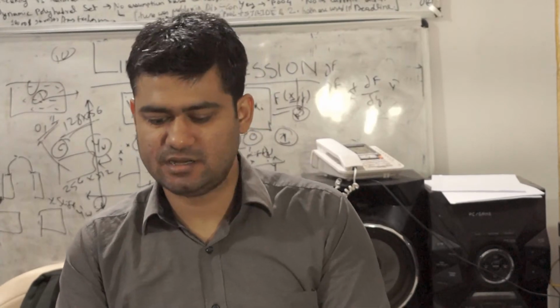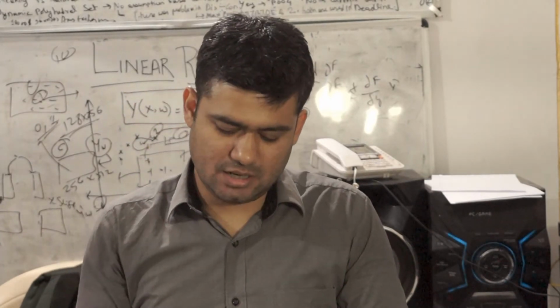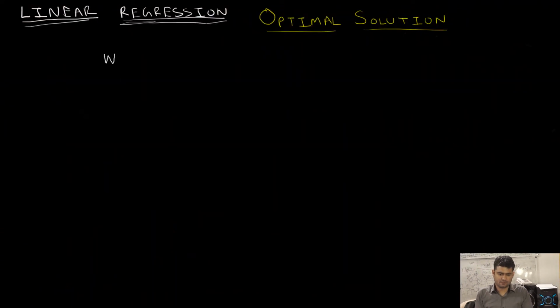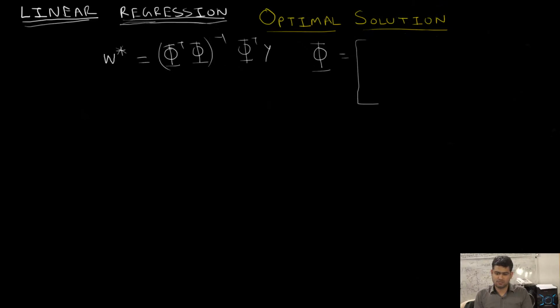So in summary, if we summarize the entire lecture, then we have solved for the optimal solution for W as W star, which was the optimal solution, is simply phi transpose phi inverse times phi transpose Y, where the phi matrix is such that each row represents phi xi transpose.